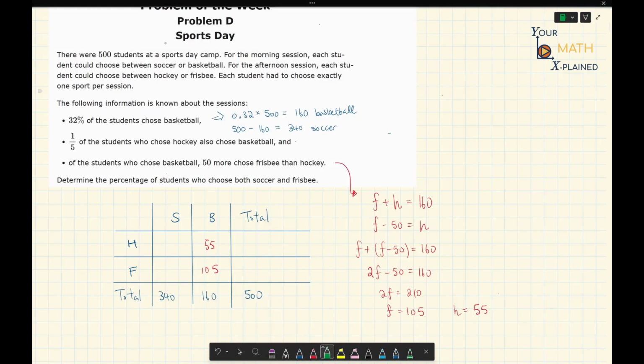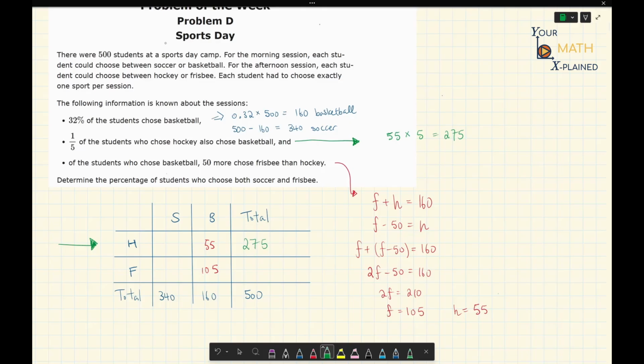Finally, using our last bullet point, the one that we haven't used yet, we are being told that 1/5 of the students who chose hockey also chose basketball. That's telling us that this entire row of hockey players, 55 here represents 1/5 of the students, which means the total is 5/5. And we can find that number by taking 55 times 5. That'll make 275 students overall.